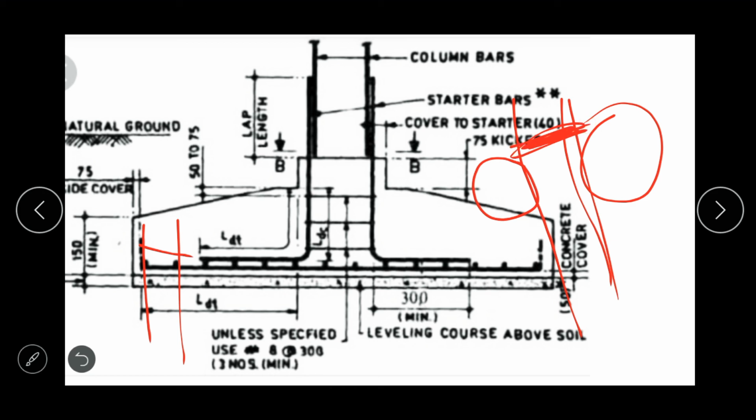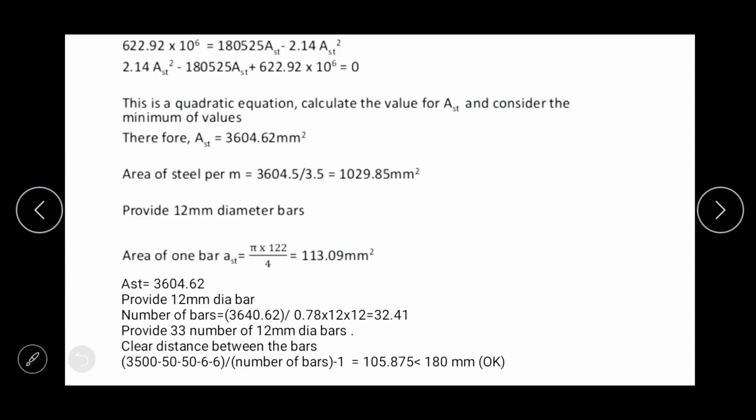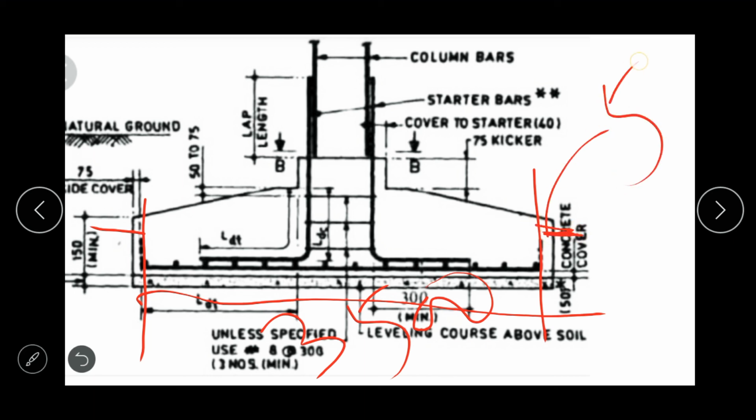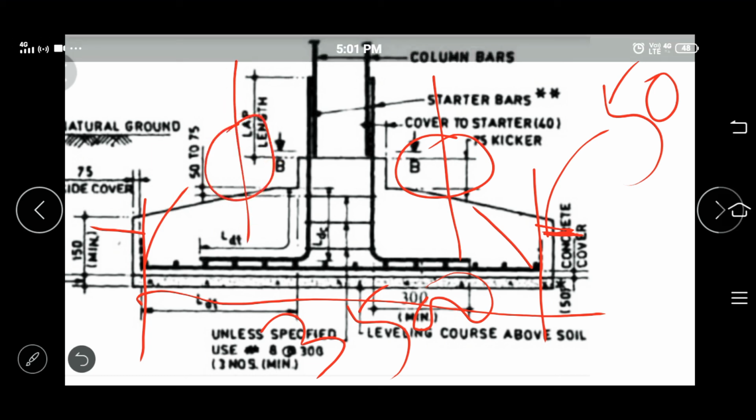So how to check? Actually the total length available is 3500. So from this we need to subtract the clear cover. Okay, sorry, clear cover. So from the total length, that is 3500, we need to subtract this clear cover. Clear cover is equal to 50 mm. So again we need to subtract the half diameter of this bar and half diameter of this bar.